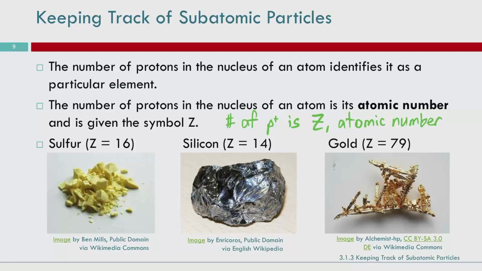So for example, sulfur has a Z of 16, silicon has a Z value of 14, gold has a value of 79. If you change that number, if you bump it up, you bump it down, it changes it to a different element on the periodic table.